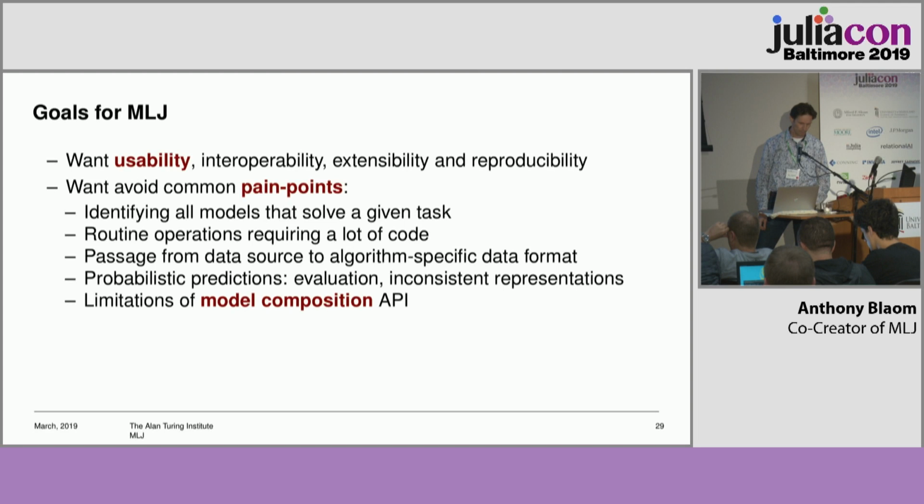The final thing I do want to talk about is the limitations of model composition in other interfaces. I think this is really the big one for us, and this is where MLJ is going to be quite strong. The reason I think this is the most important is that this is really a barrier to innovation. The various other things may be a pain, but this is really a more serious limitation, or has become a serious limitation. So that's what I want to talk about a bit more. How do we combine models together?